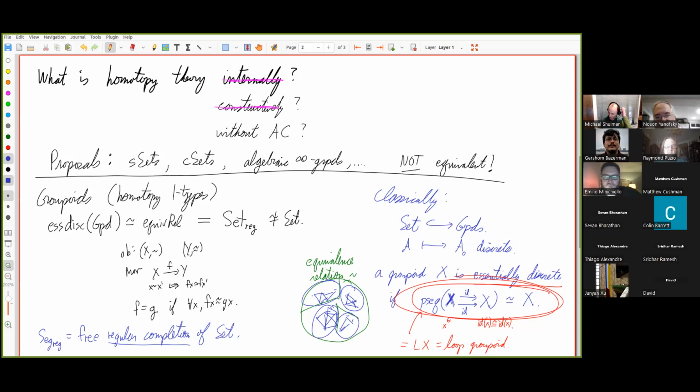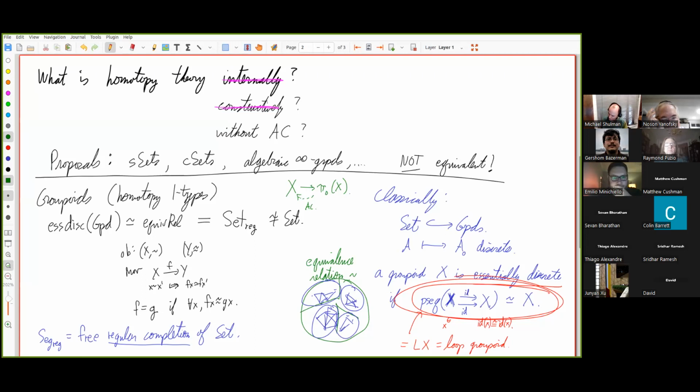But the thing that's not true constructively is that if you have an X like this, then it's not equivalent to the set pi0 of it. Because there's a map from X to the set of connected components, but to have a map backwards is like the axiom of choice. It's choosing an element of each equivalence class. So constructively, it still gives the same class of such groupoids, but they're not equivalent to the underlying sets. Right, exactly. Gotcha.